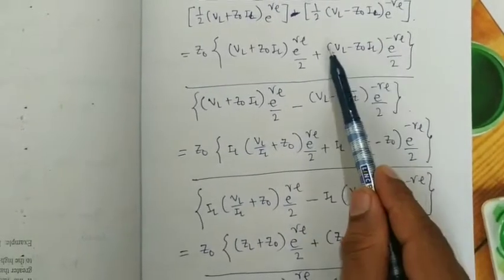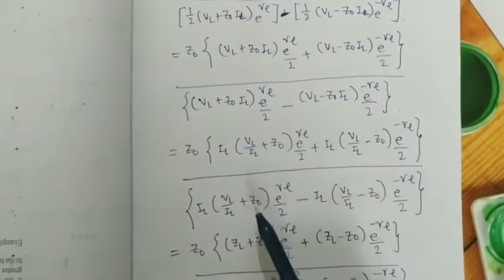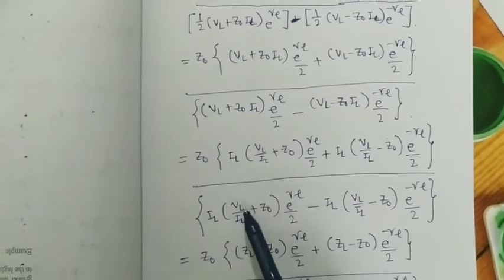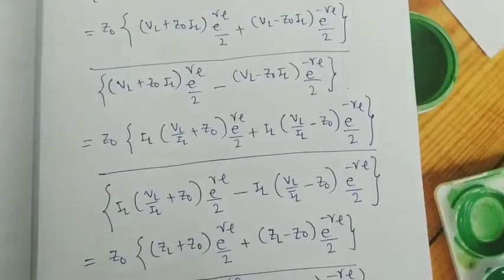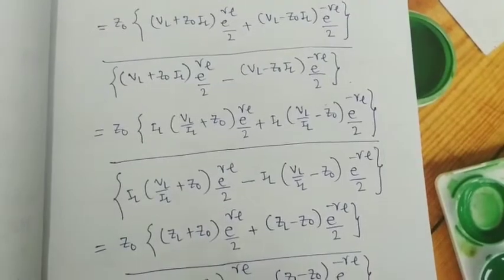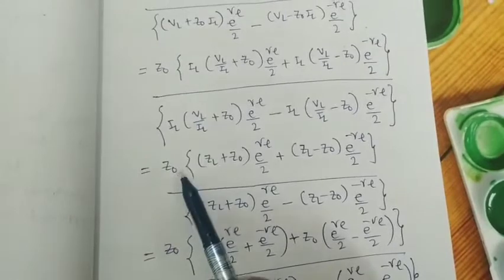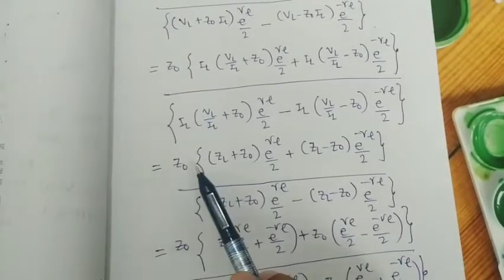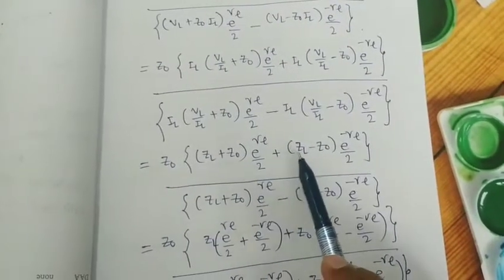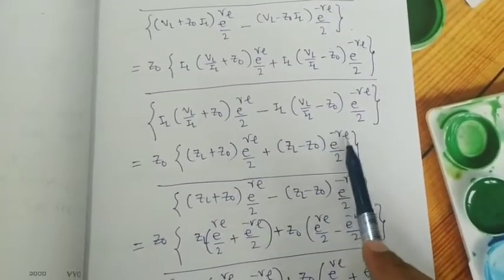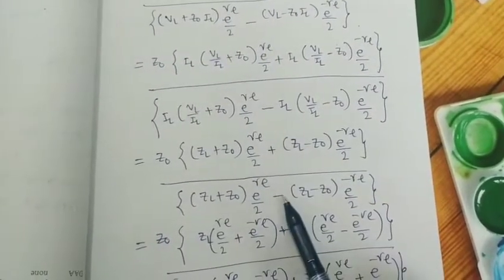Same way here also I come out this IL, so I am getting a VL by IL minus Z0. So you can see now that in full this term I have. So we have now the relations in terms of the ZL. So now the equation becomes Z0 [ZL plus Z0] e raised to gamma L by 2 plus [ZL minus Z0] e raised to minus gamma L by 2 over the same expression, but there is a minus sign.